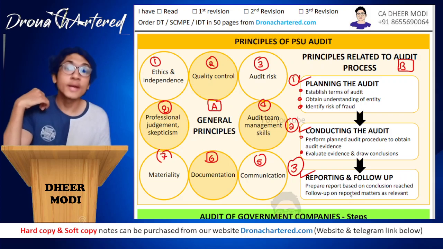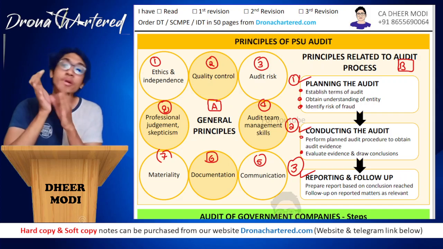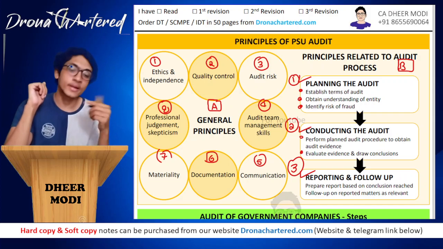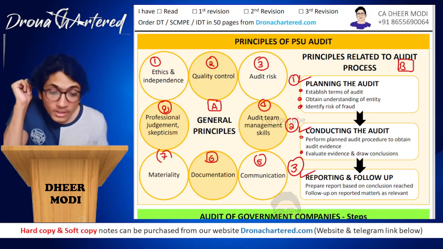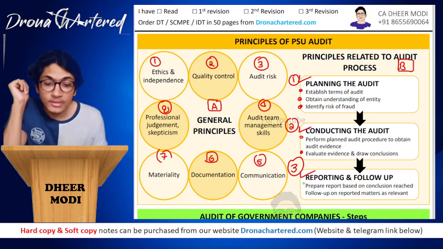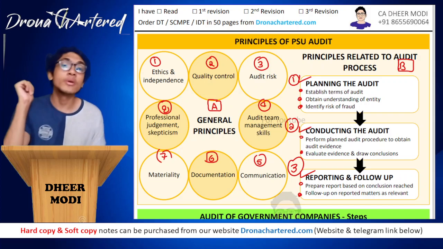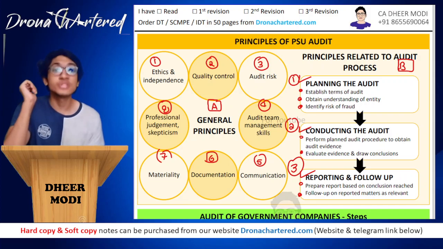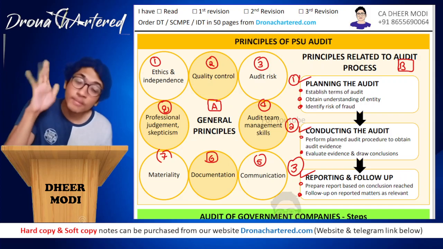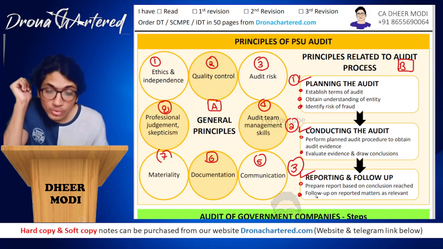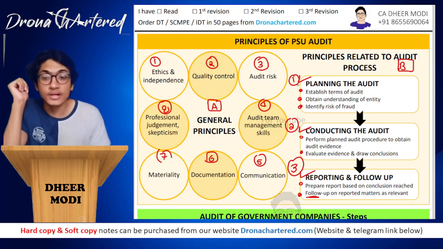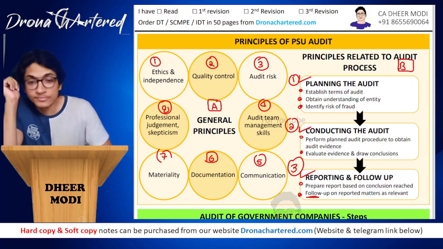Third is reporting and following up. Reporting and following up means you've already done the audit, you found the observation. Now you have to report this. You have to put this in a report format and follow up with them. So prepare report based on conclusion reached and follow up on reported matters as relevant. Once you've given the report, you should make sure that they have made the changes or not. Otherwise, next year the same problems will be there. Therefore, you have to follow up with them. So the process is planning, conducting, and reporting.